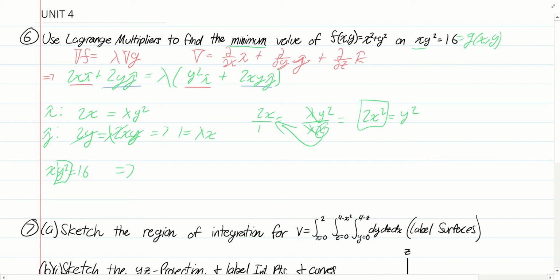That would imply 2x cubed equals 16. I can divide by 2, so x cubed equals 8, which implies x equals 2. And then if x equals 2, y squared equals 2 times 2 squared, so y equals the square root of 8.